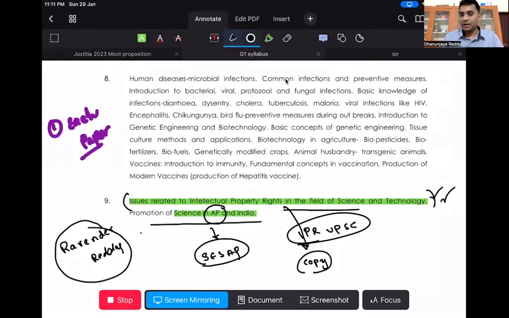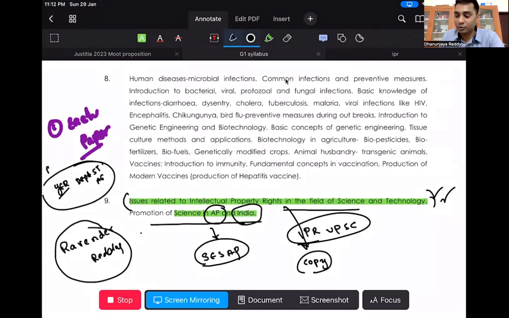So this is the thing. And promotion of science and technology in India. For science and technology promotion in India, one best thing you have is the year-end reviews of the Department of Space, Department of Science and Technology, Department of Atomic Energy, like this. There will be 4 papers. You have to read them so that you understand what exactly is present in India as far as that is concerned. That I will update.